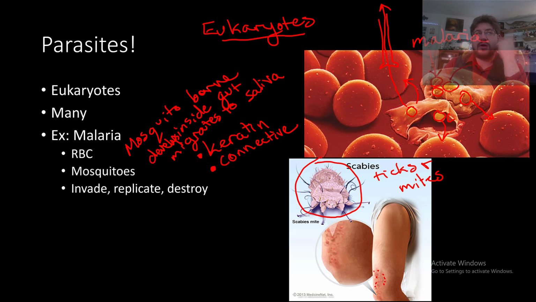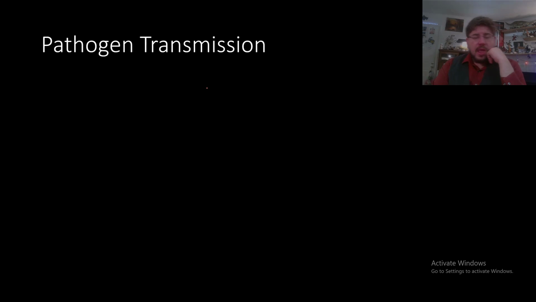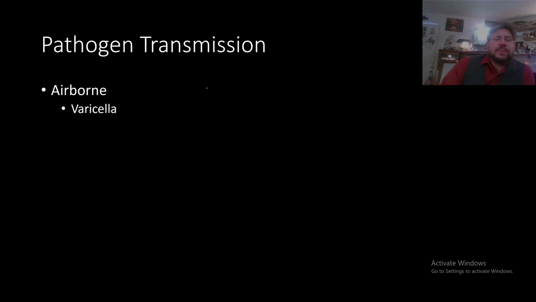So it's mosquito-borne. It travels from person to person via mosquitoes. You cannot catch malaria from someone coughing on you. It invades red blood cells, replicates inside them, and then destroys them when it leaves them to go infect other red blood cells. Then we have scabies, skin mites. They burrow into your skin and feed on the keratin and the connective tissue of your epithelium. So there are some neat methods of pathogen transmission.